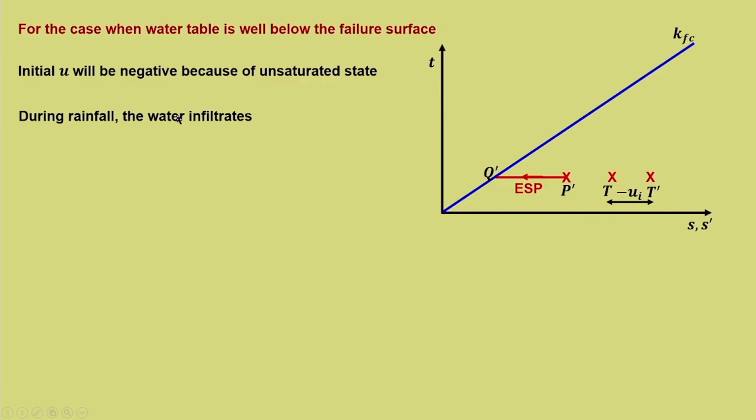So, during rainfall, the water infiltrates. When the water infiltrates, T will increase due to change in unit weight of soil. In this particular case, the unit weight initially was bulk. As it gets saturated, it becomes gamma sat, which is more, and hence T will increase. So, we know now the direction in which the stress path would move. Because of the increase in T, it has to move in the upward direction.